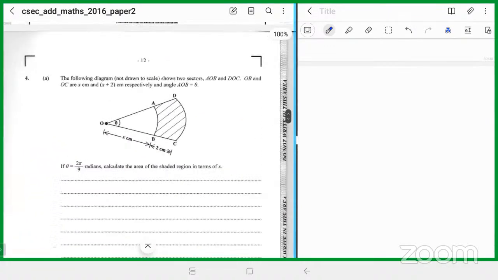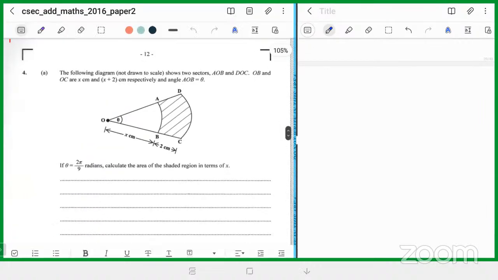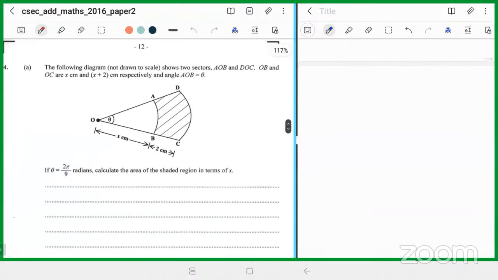This is circular measure. I keep saying circle theory. Circular measures. All right. It says, the diagram below, not drawn to scale, shows two sectors, AOB and DOC. So they are concentric sectors. They have the same center.